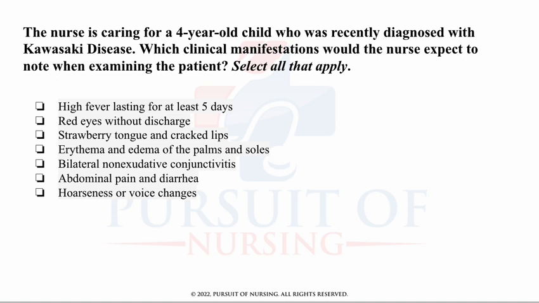Multiple response, select all that apply, physiological integrity. The nurse is caring for a 4-year-old child who is recently diagnosed with Kawasaki disease. Which clinical manifestations would the nurse expect to note when examining the patient? Select all that apply. So this requires your knowledge of Kawasaki disease, and what assessment findings are you going to see in this disease process?